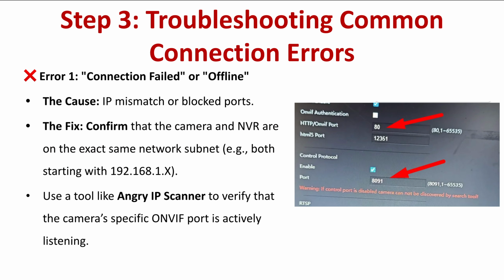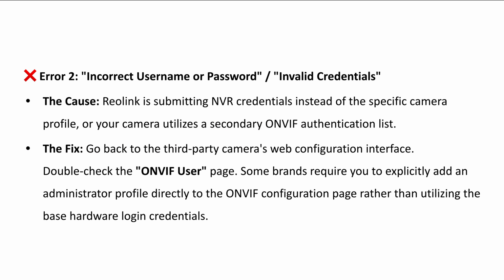Step 3 is troubleshooting common connection errors. Error 1: connection failed or offline. The cause is an IP mismatch or a blocked port. To fix, confirm that the camera and NVR are on the same exact network subnet, both starting with this IP. Use a tool like Angry IP Scanner to verify that the camera's specific ONVIF port is actively listening.